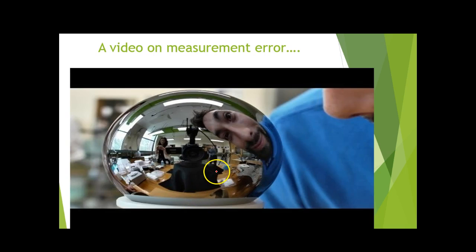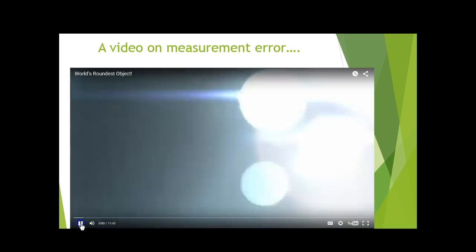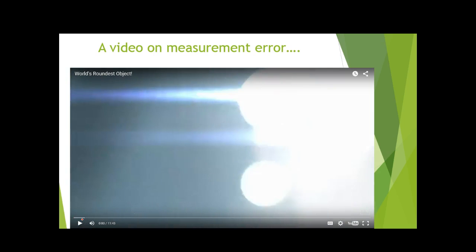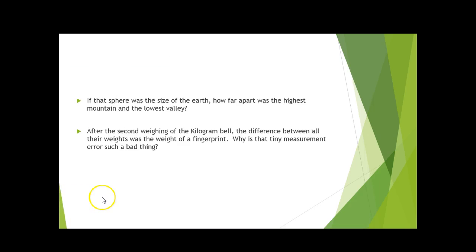Okay. What I want you to do is look up this video on measurement error, and it's called World Around Us Object. Go online, look through it. It's a great tool to help understand and recognize measurement error and why it's important. And then there's a couple of questions that you need to answer afterwards.